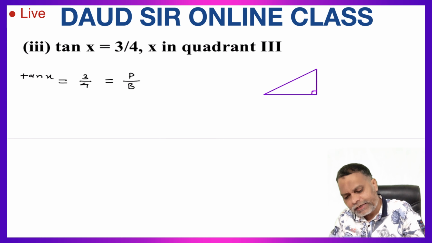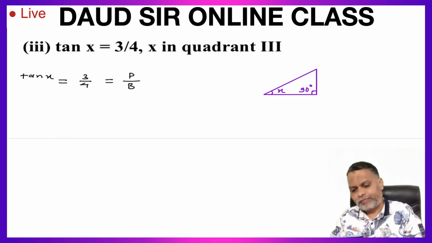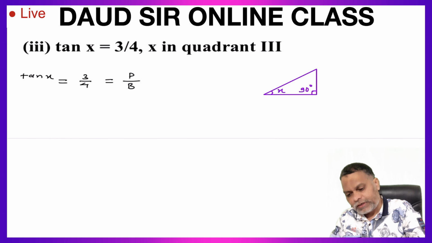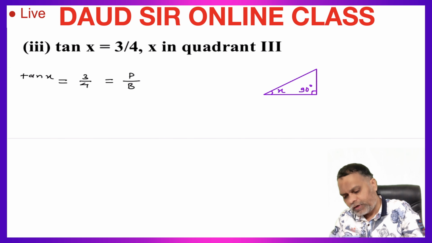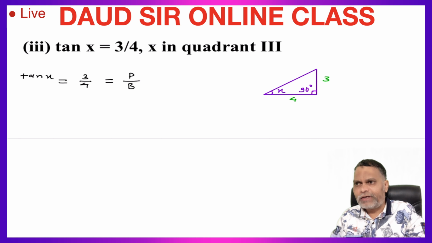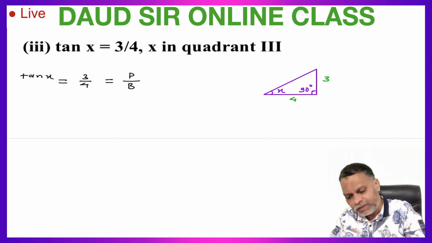Suppose this is a right angle triangle. This angle is 90 degree and this angle is x. So for this acute angle x and 90, this is base, this is perpendicular and this is hypo. So perpendicular is equal to 3. This is 3. Base is equal to 4. Calculate the third side by using Pythagoras theorem. H square is equal to p square plus b square. So 4 square 16 plus 3 square 9. 16 plus 9 is 25. Take a square root. This is 5.